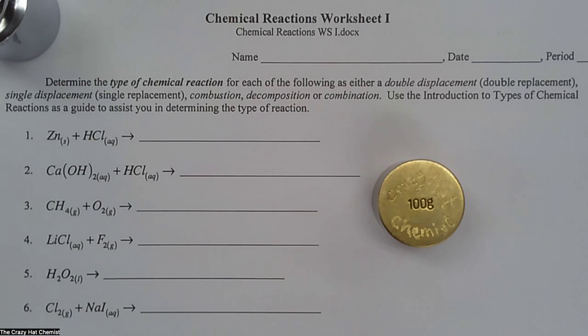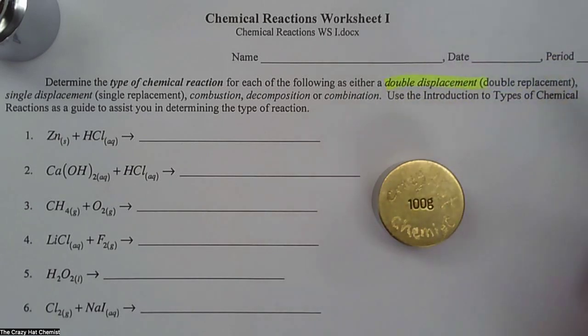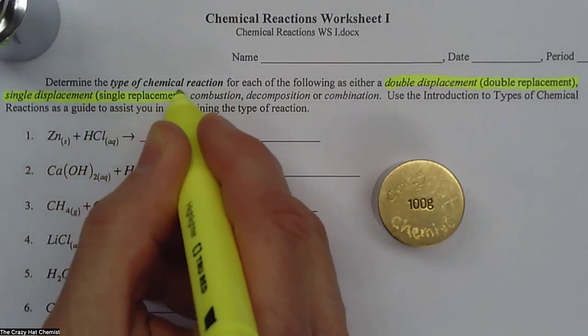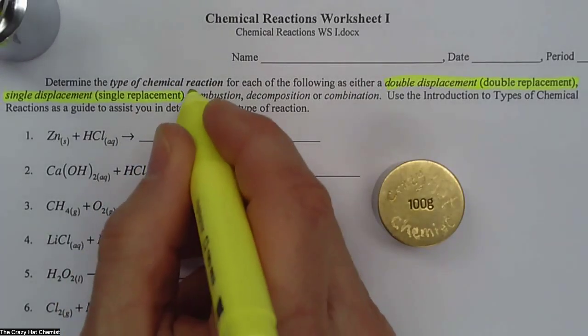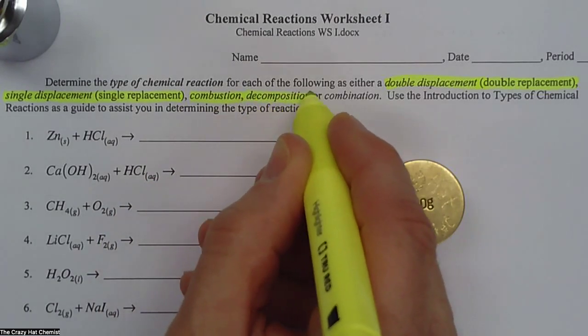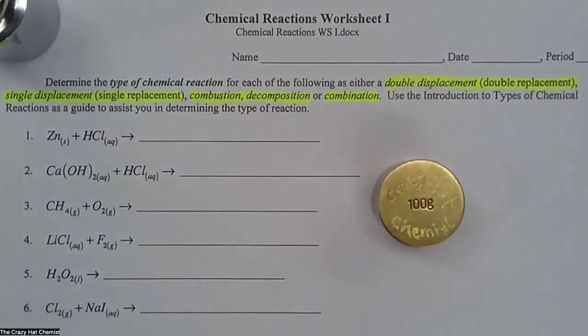type of chemical reaction. There are 5 basic types of chemical reactions. So, let's highlight those first of all. The first one is a double displacement or a double replacement reaction. A second is a single displacement. Then we have a combustion. Then we have a decomposition. And then we also have a combination. So those are our 5 basic types of chemical reactions.